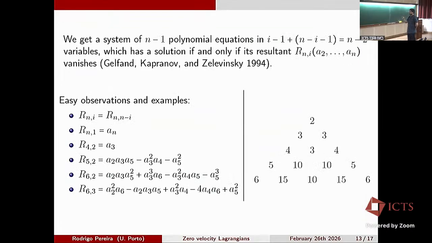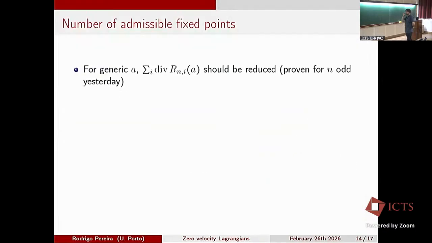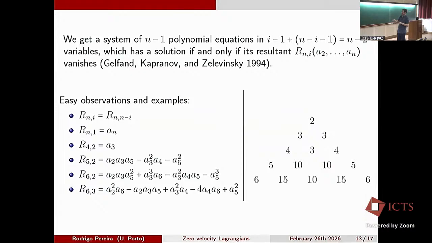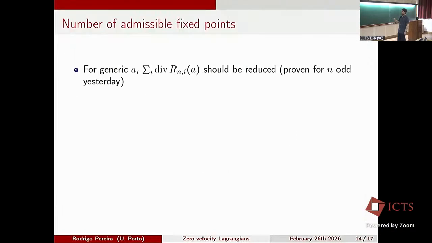But assuming this pattern holds, which we know it does, you can also show that for generic A, these sections have reduced divisor, and the divisors are disjoint. So, for example, for 6-2 and 6-3, I want them to have reduced divisors and also no common zeros. So this is what this means, and this was actually proven for n odd just yesterday.